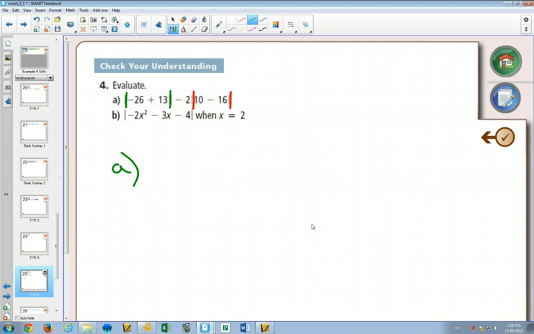So my first absolute value bar here, negative 26 plus 13, I'll get negative 13. I'll keep those bars green to match with the ones above. Then we still have minus 2. And then our red absolute value bar, we have 10 minus 16, which will be negative 6.